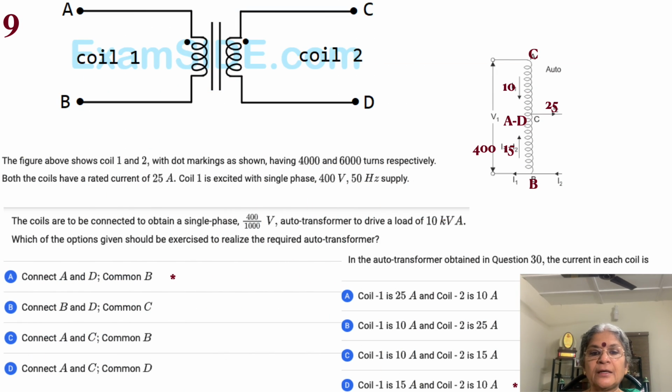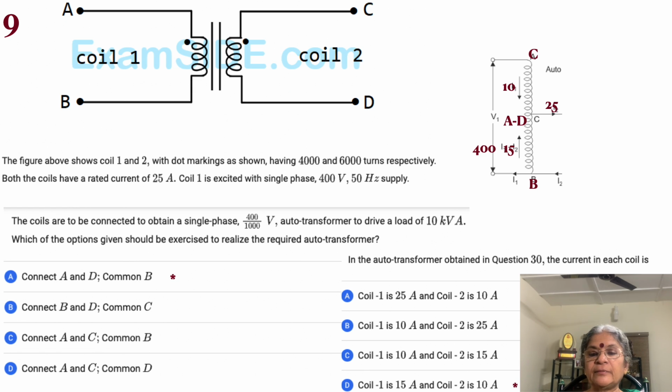Let's see the figure. This is the ninth problem. What is the figure? We have two coils, A, B, C, D. Coil 1, coil 2. Both have the dotted terminal on the upper terminal. What is given is that the figure shows coil 1 and 2 with dot markings as shown, having 4000 and 6000 turns respectively. The coils have a rated current of 25 amps, so they can carry only 25 amps.